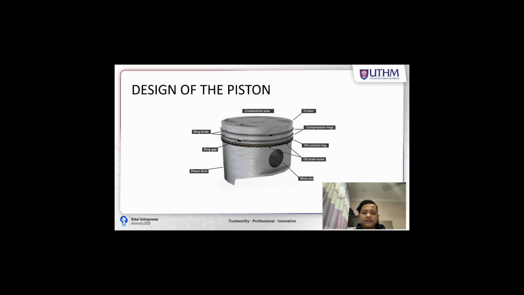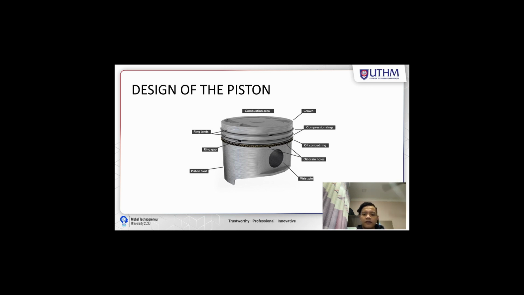The fourth one is oil drain holes, located in between the upper and lower control ring. Next, the wrist pin, a hole for connecting the piston to the connecting rod and provides a bearing for the connecting rod to pivot upon as the piston moves. The sixth component is the piston skirt, the cylindrical walls of a piston.